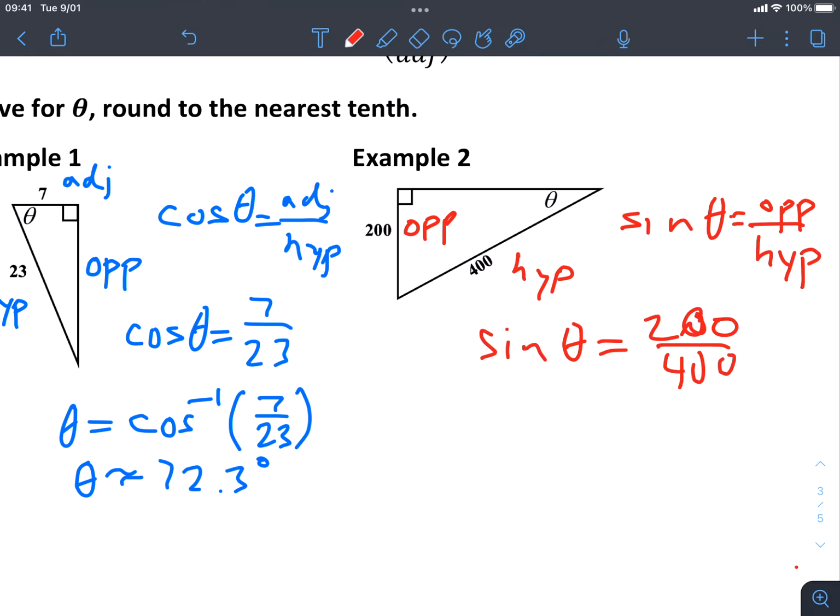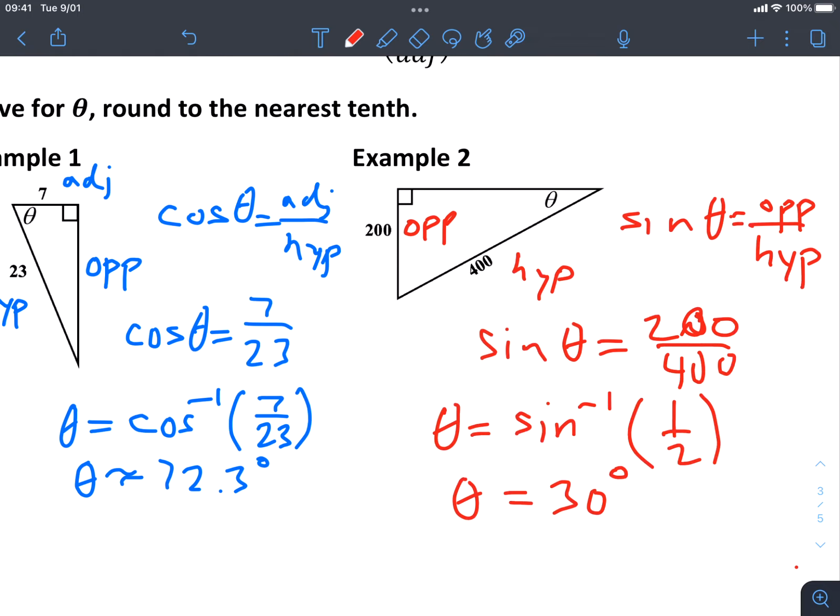And you could reduce the fraction if you wanted to. You could reduce it to 1/2. But to find theta, we would use the inverse sine function, sine of -1, or the arc sine of that fraction of 200 over 400, or 1/2. When we do that, we should get 30 degrees. Yes, you should get 30 degrees exactly. So it's not an estimate, it's an exact.